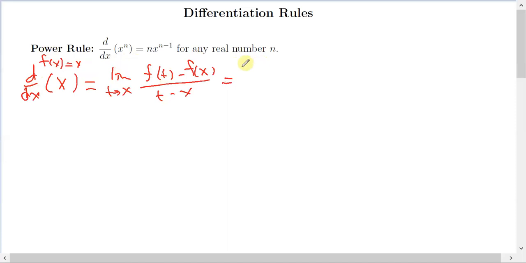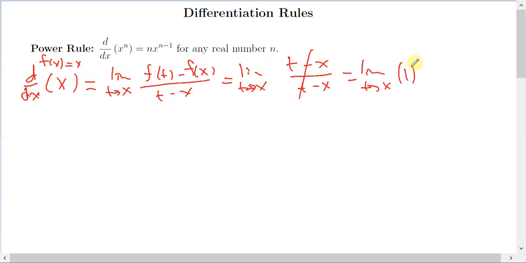Its limit as t goes to x. F of t is t, replacing x by t. F of x is x, over t minus x. Well, that's pretty nice. That cancels out immediately, and you get the limit as t approaches x of 1. The limit of a constant is 1. Okay, so we can see what we're shooting for, but let's get a few and then recognize the pattern on our own.